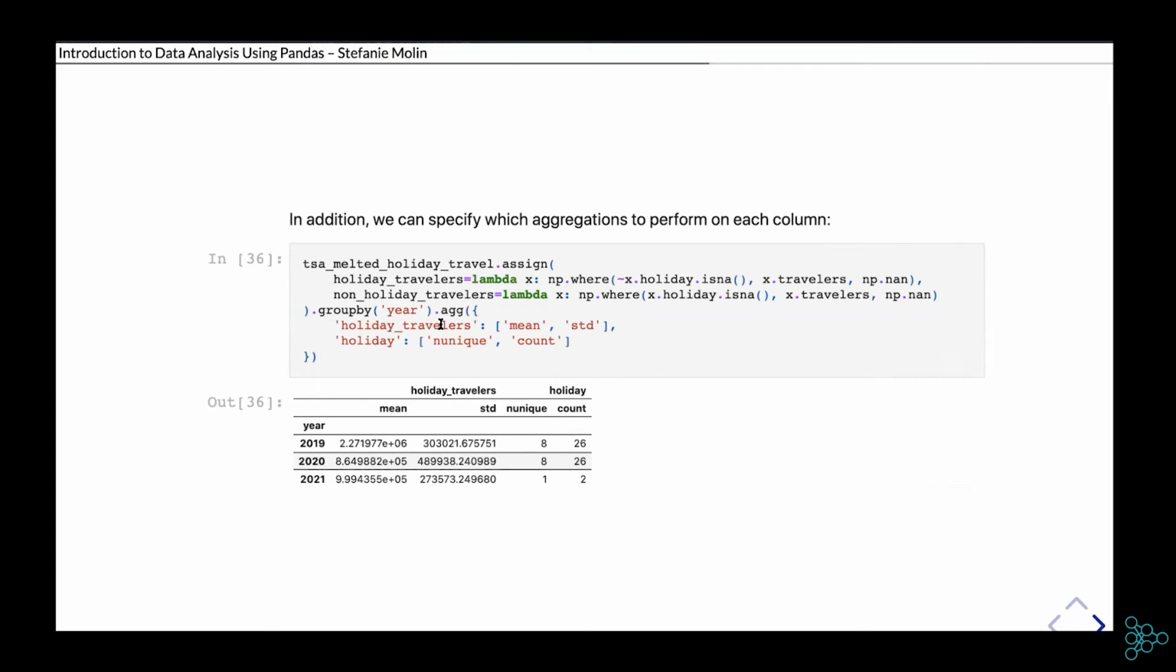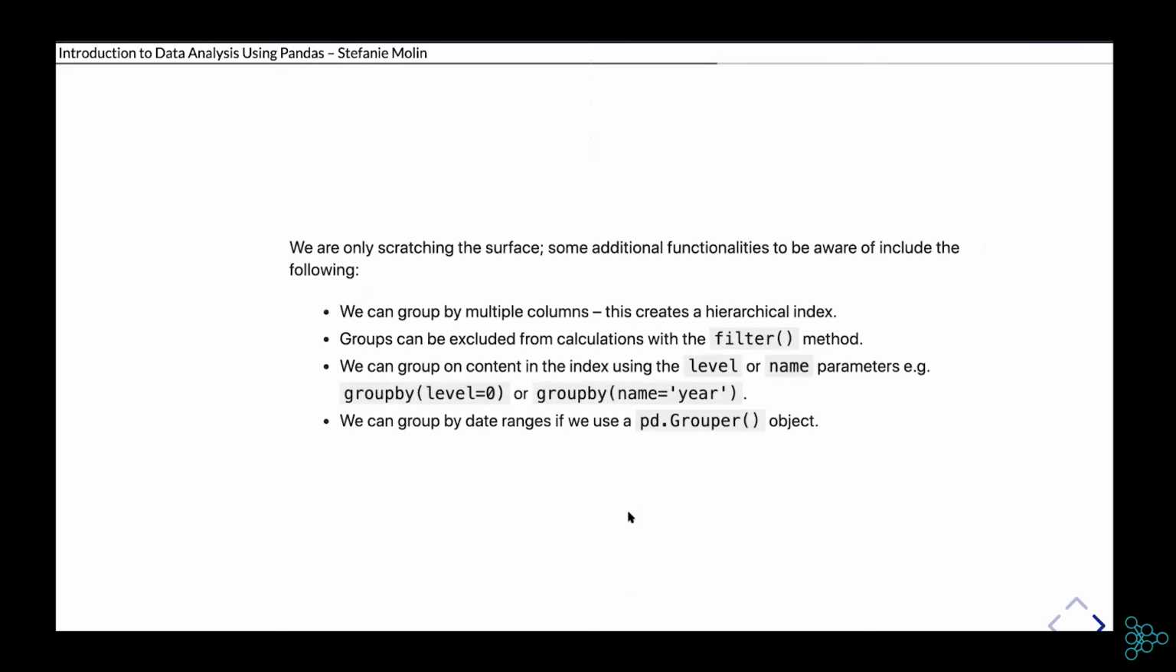So here, the keys are going to be the columns that we want to aggregate. So in this case, holiday travelers and holiday. And then the values are going to be what kind of aggregations you want to perform. So for holiday travelers, we wanted the mean and the standard deviation. And then for the holiday column, since that's categorical, we wanted the number of unique and then the count. And you can see that these are now the only 2 being aggregated, and they each have their corresponding aggregations. So we are obviously only scratching the surface of what is available with this kind of functionality.